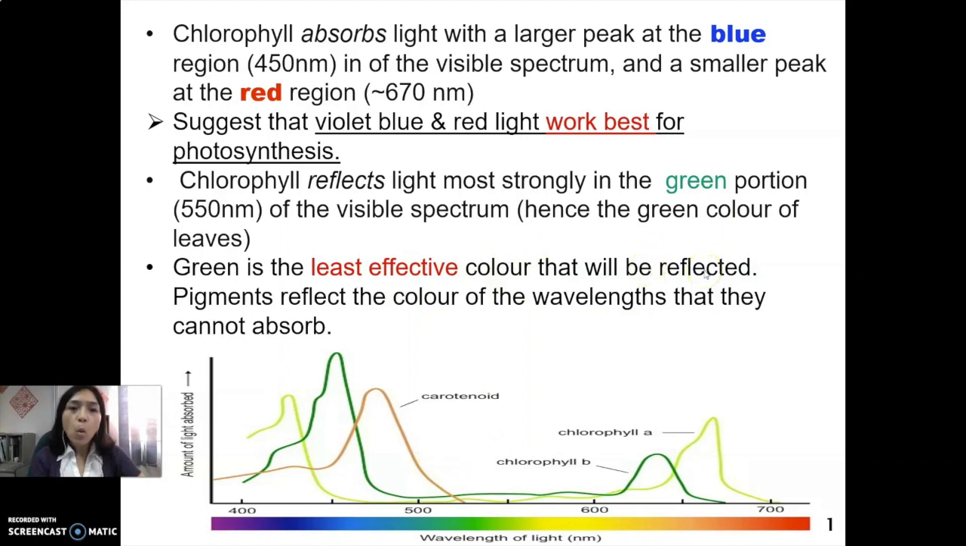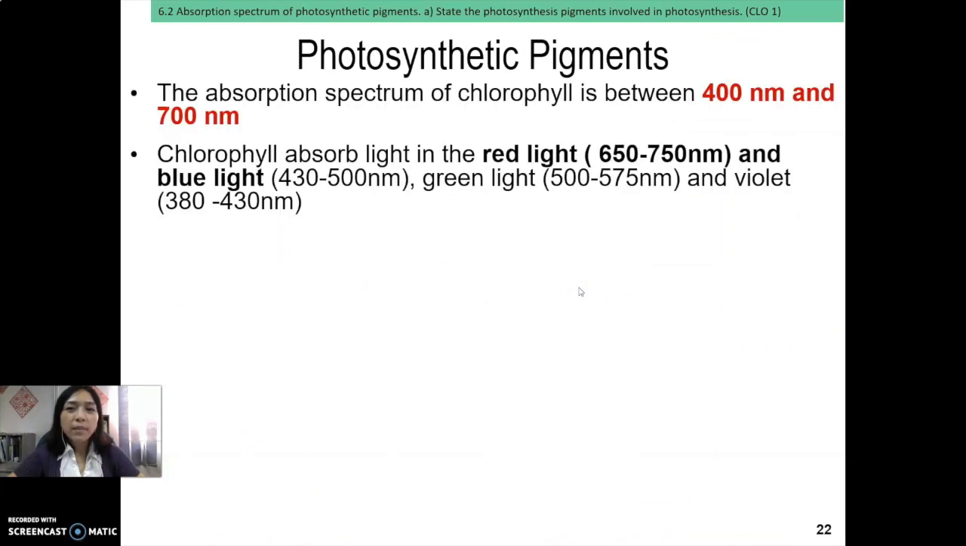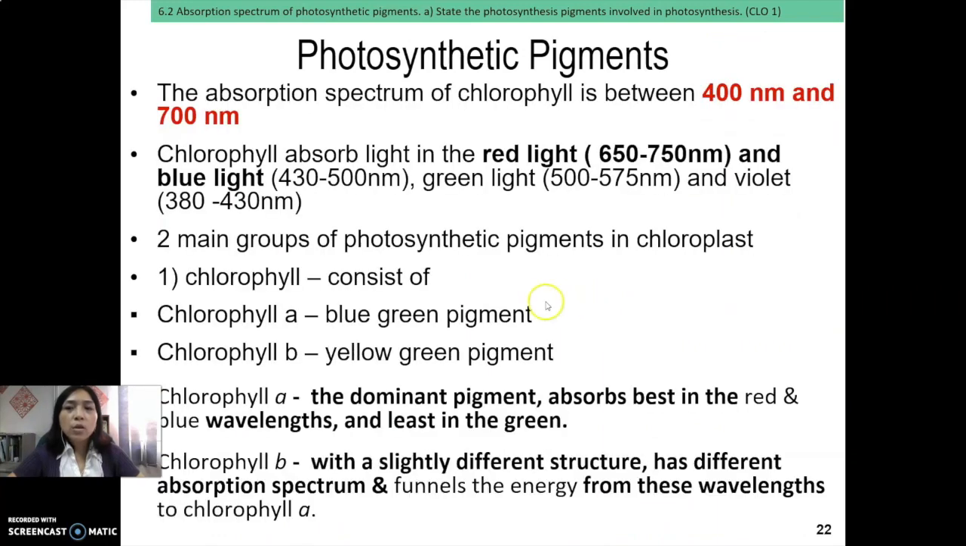That's the reason why the color of the leaf is green, because the pigment reflects the color of the wavelengths that it cannot absorb. The absorption spectrum of chlorophyll is between 400 and 700 nanometers. The chlorophyll absorbs the light in the red, the blue, and the violet.